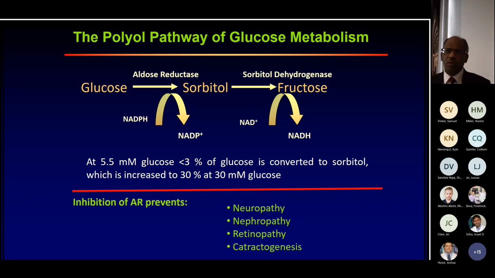So when I moved to Galveston in 1994, my mentor's group was studying the role of the polyol pathway enzyme aldose reductase.